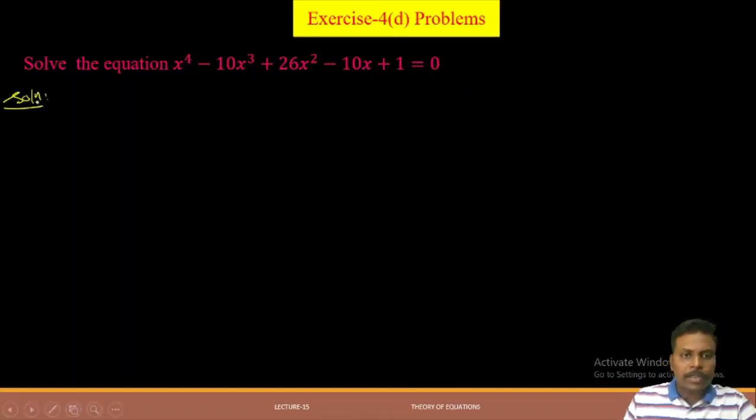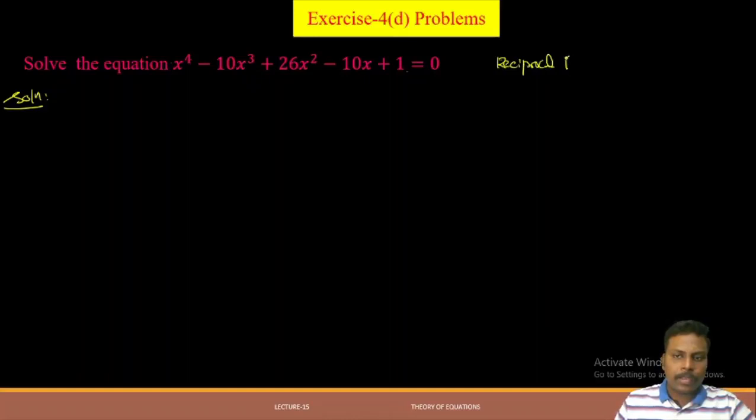First you have to observe something. Observe that the first coefficient is equal to the last one, and minus 10 is equal to minus 10, and 26. So this is a reciprocal polynomial, a reciprocal equation of class 1. This is of even degree.